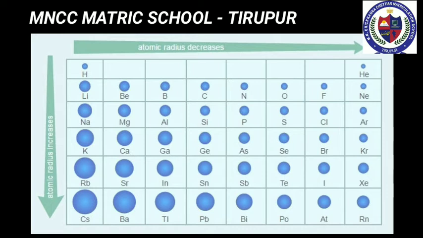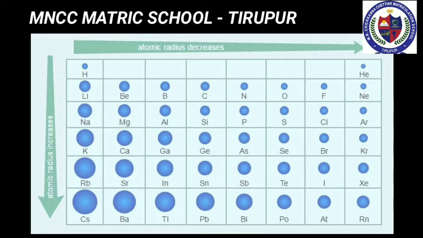It is defined as half the distance between the nuclei of adjacent metal atoms. Next, in non-metallic elements, their atomic radius is known as covalent radius. It is defined as half the distance between the nuclei of two covalent bonded atoms of the same element in a molecule. For example, let us consider hydrogen molecule. The distance between the two hydrogen nuclei of the molecule is 0.74 Angstrom. So, its covalent radius is 0.74 divided by 2.